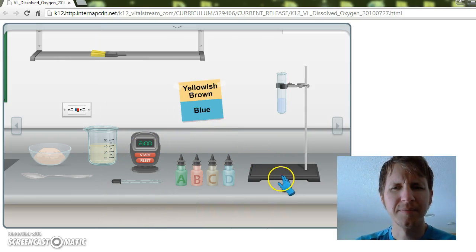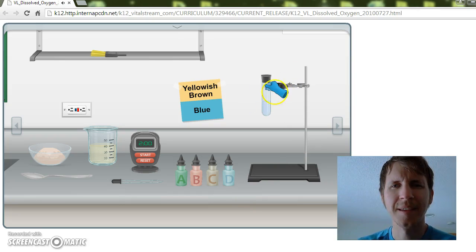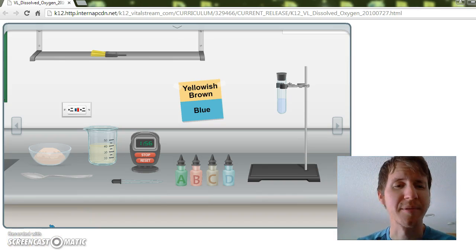So what we'll do, we'll put in reagent A. 5 drops of reagent A. Shake it up. Five drops of reagent B. Shake it up. And then we have the timer. It goes for 2 minutes. And so I'll start the recording again when we get back to that point.